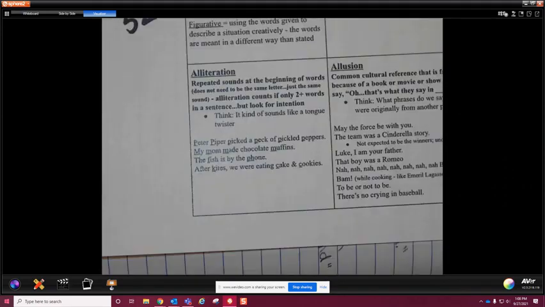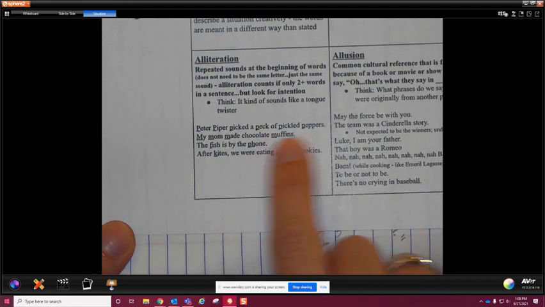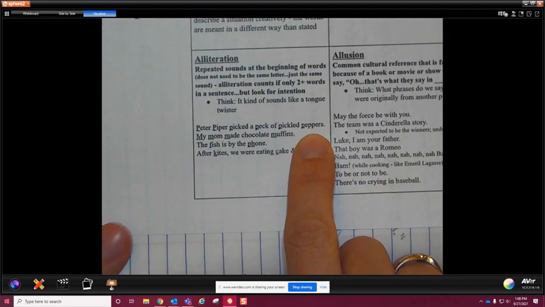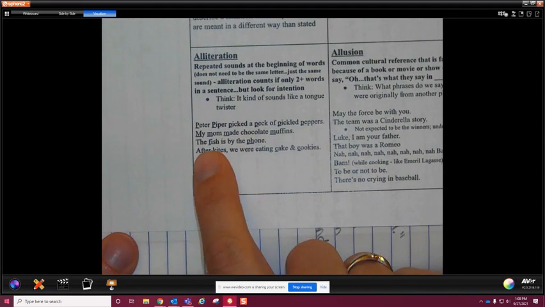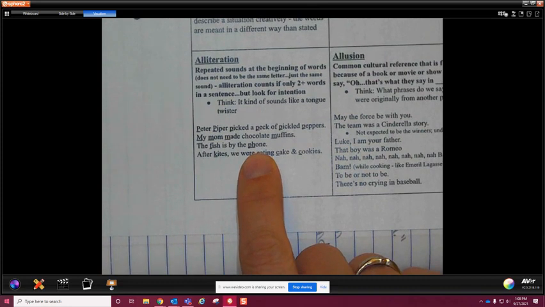Okay. All right. So then we have alliteration. This is where there are repeated sounds at the beginning of the word. It's just the beginning sounds. Okay. So we have Peter Piper picked a peck of pickled peppers. So those are all obviously with the letter P. The third one down, it says the fish is by the phone. They have the same sound. It's not necessarily the same letter, but it has the same sound. So we're only looking at that repeated sound.